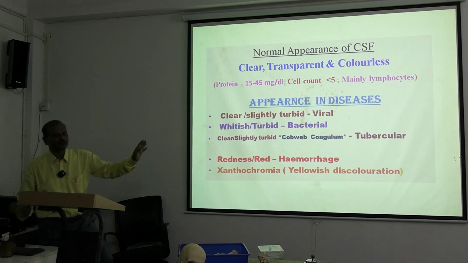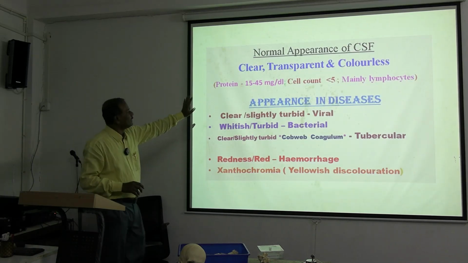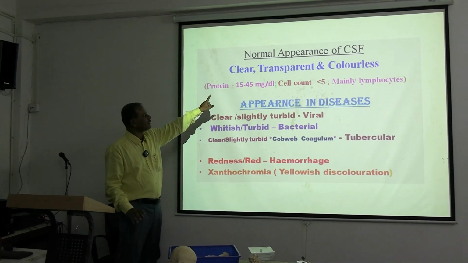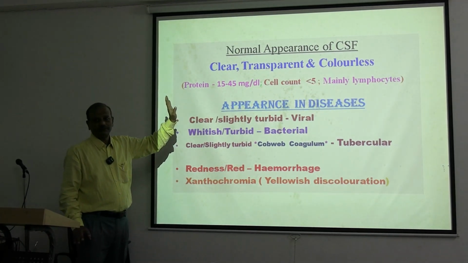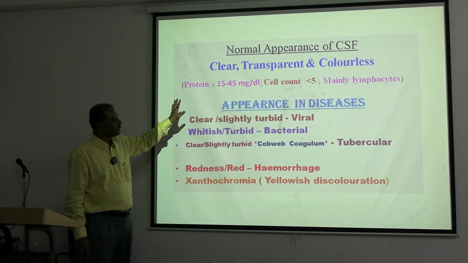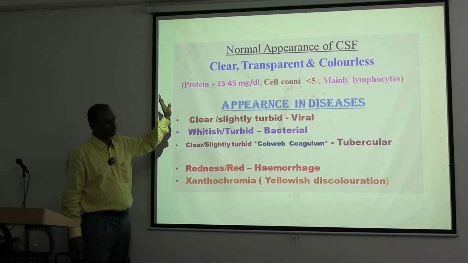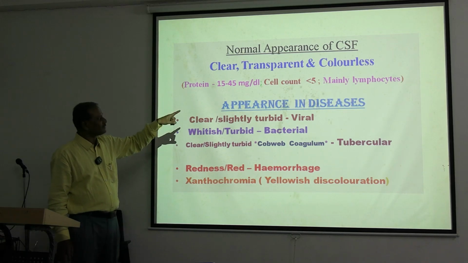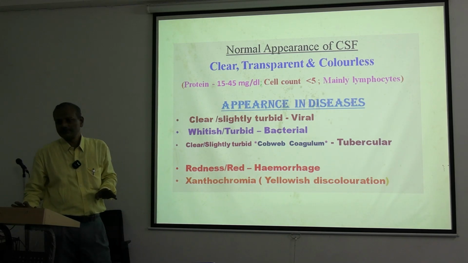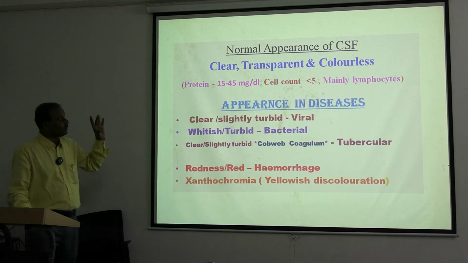A normal appearance of CSF: it is clear, remember, just like normal water. Clear, transparent and colorless. Protein level is only 15 to 45 milligram. Cell count is usually less than 5 and is predominantly lymphocytes. Write down this.